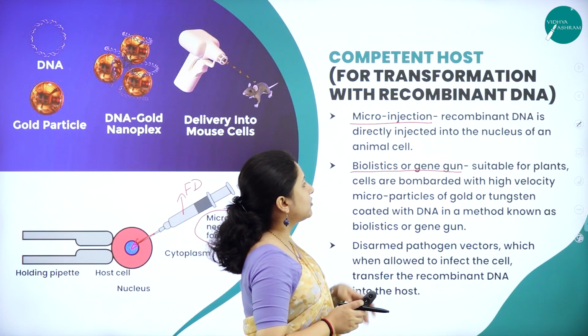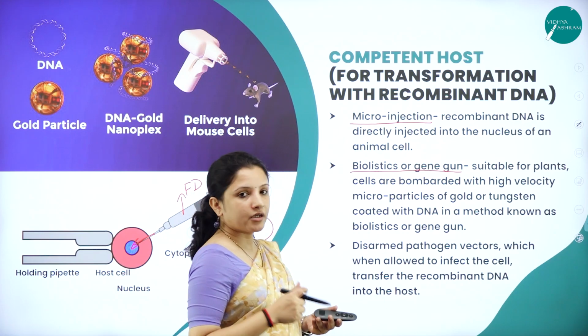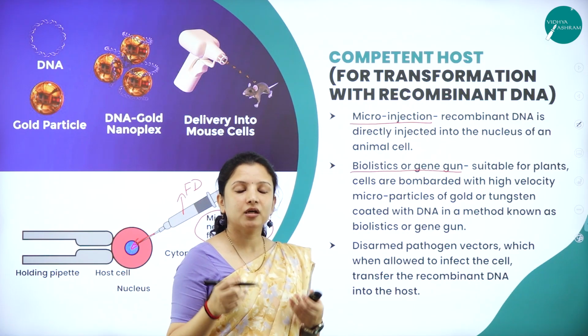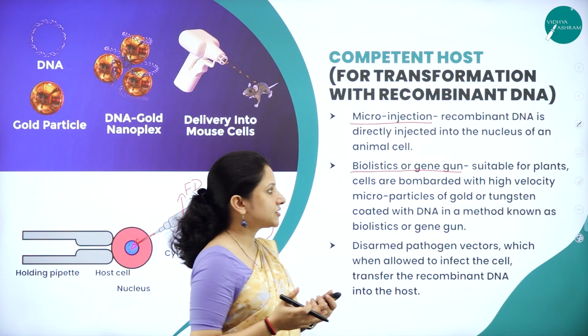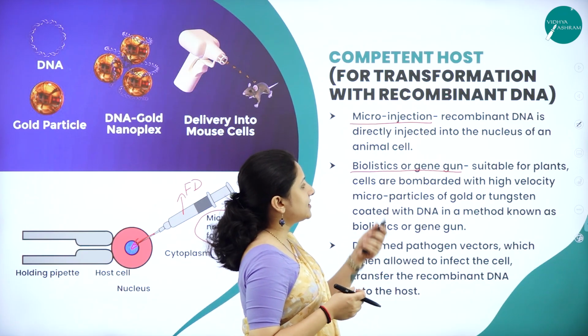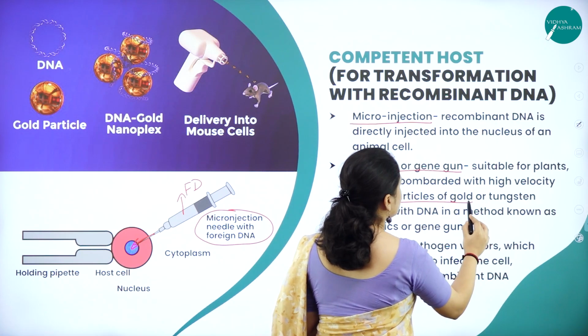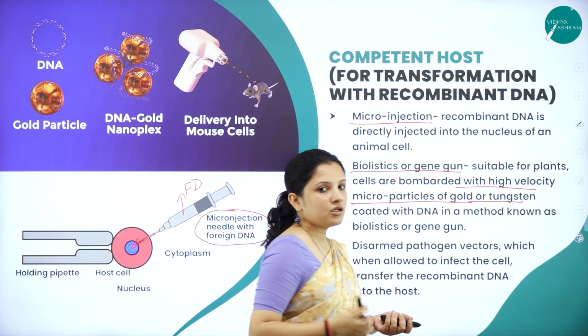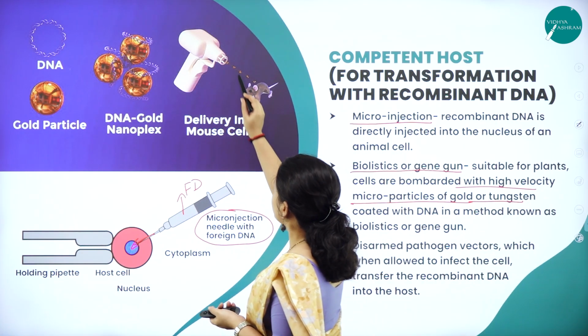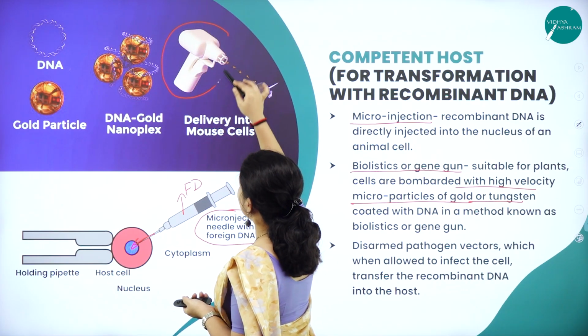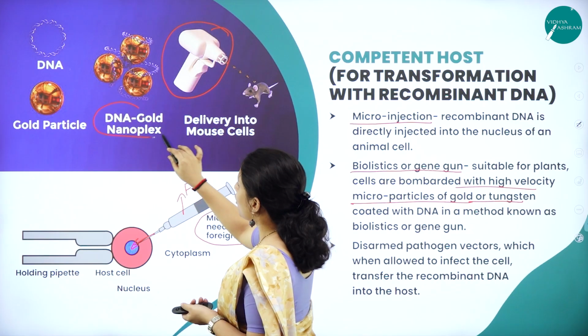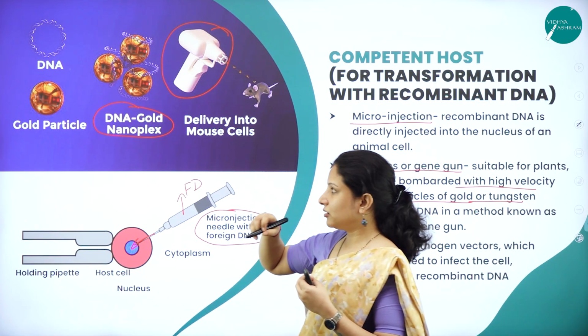So next is the ballistic or gene gun method. Here this ballistic or gene gun method is usually suitable for plant species, and here the cells are bombarded with high velocity microparticles of gold or tungsten. So here a gun-like structure will be used. Inside this gun-like structure, DNA-coated gold will be used. To that gold particle, the DNA will bind, and it's just like a bullet.